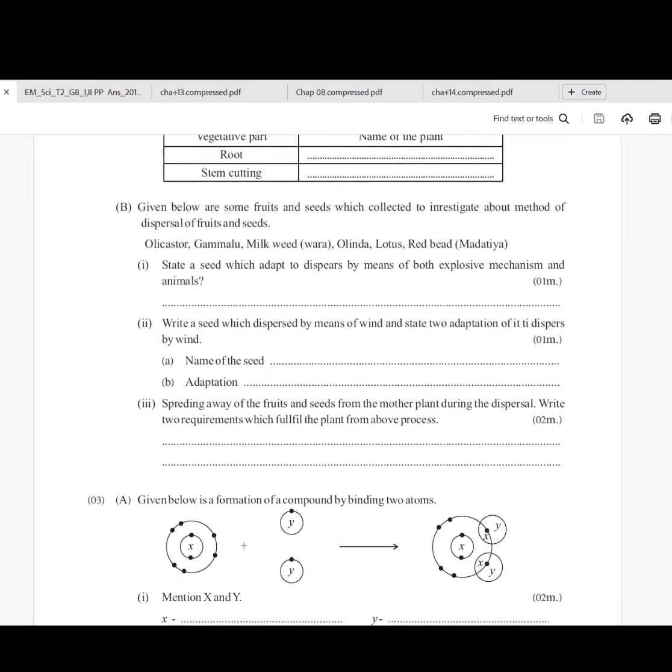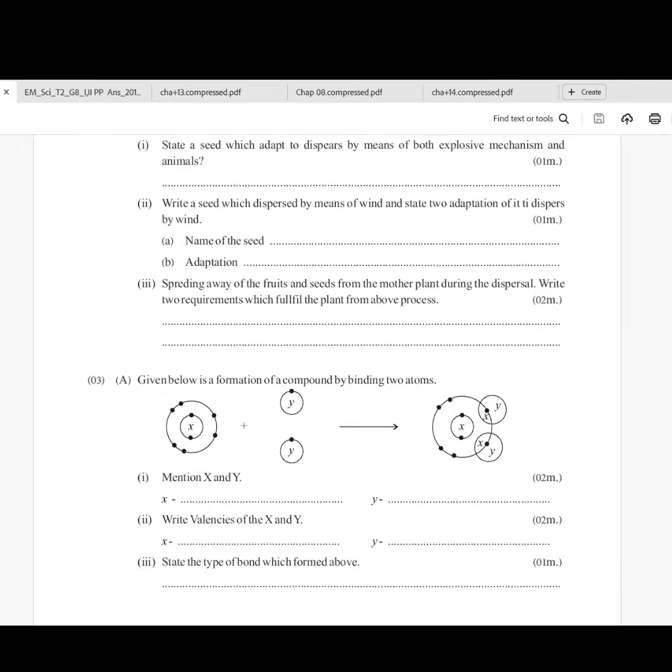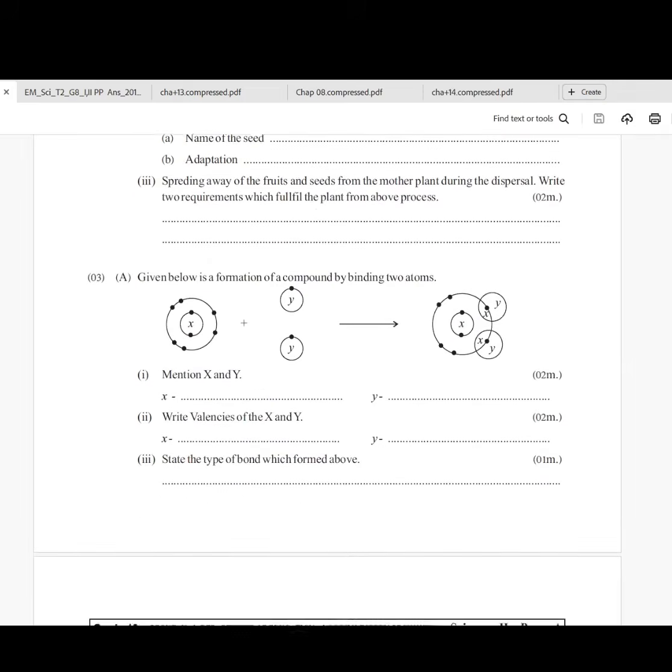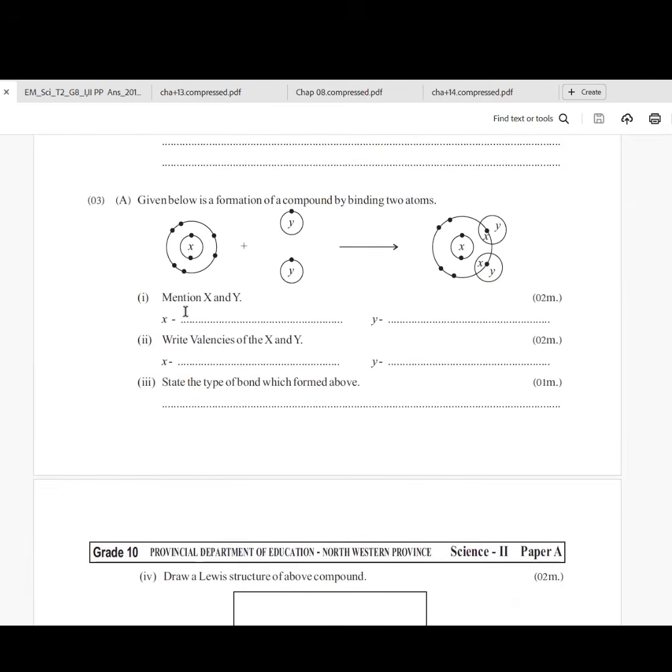Third question. Given below is a formation of a compound by binding two atoms. Mention X and Y. Here X is oxygen. You can take it by counting the number of electrons around it. It has 8 electrons, so it should be oxygen. Y should be hydrogen because it contains only 1 electron. Write valencies of X and Y. Valency of oxygen is 2. Valency of hydrogen is 1.